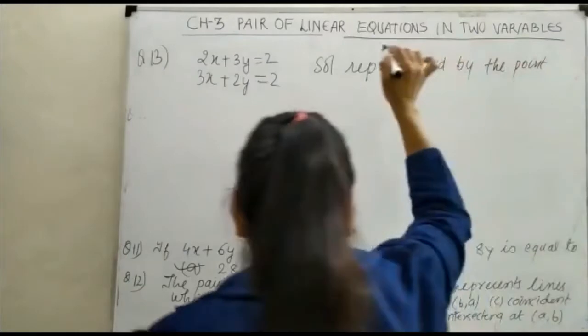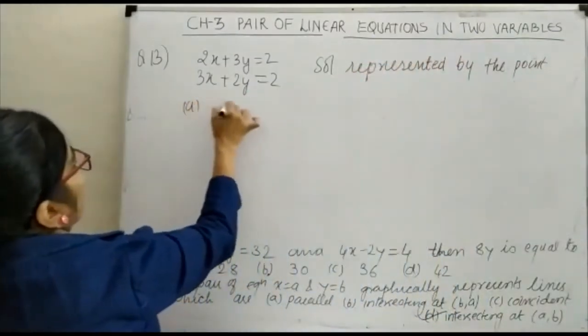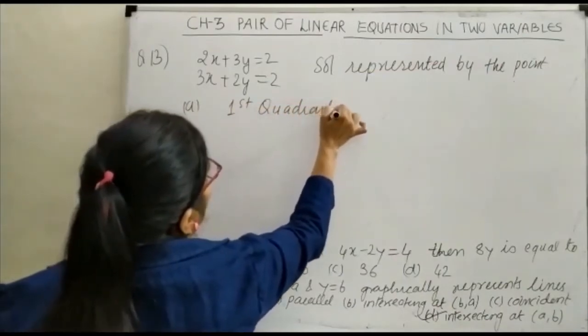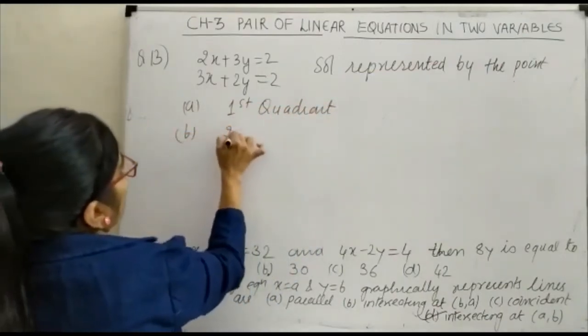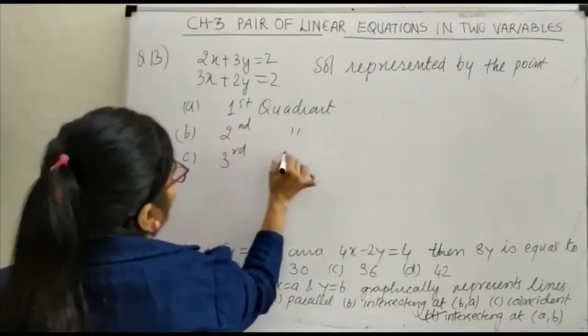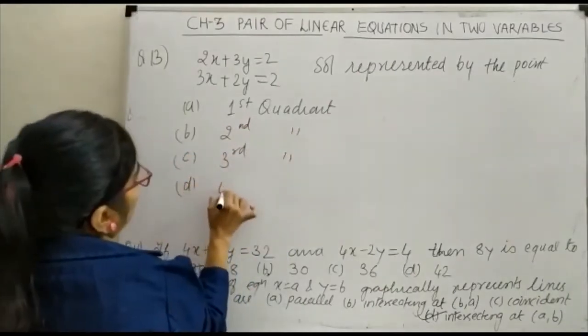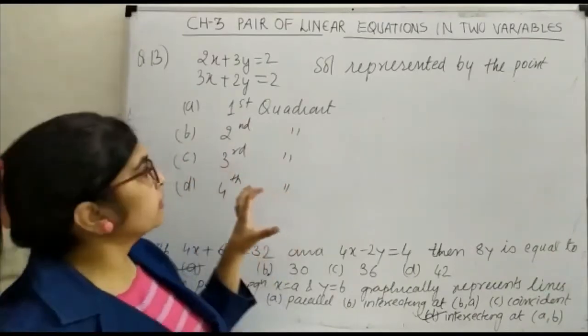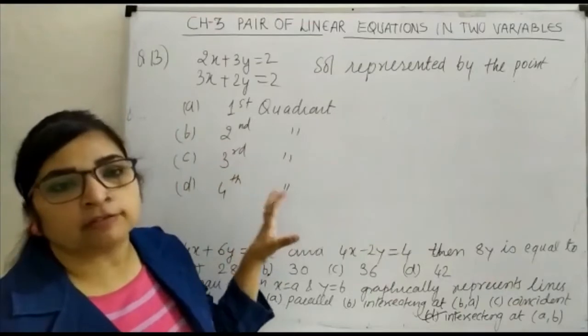Your options are A, first quadrant, B, second quadrant, C, third quadrant, and D, fourth quadrant. Now just see, we just have to mention in which particular quadrant the solution lies.